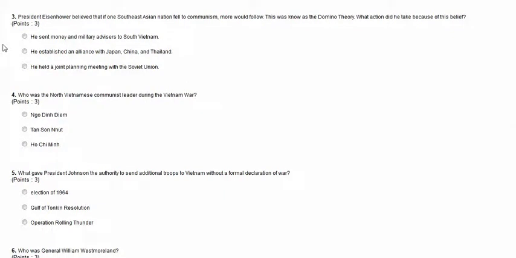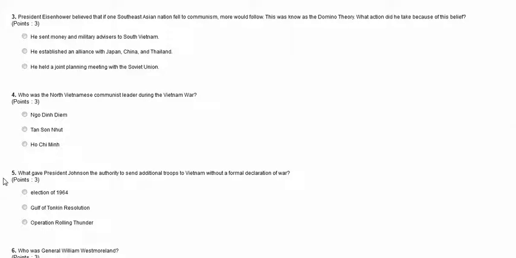This was known as the domino theory. What action did he take because of this belief? He sent money and military advisors to South Vietnam. He established an alliance with Japan, China, and Thailand. Or he held a joint planning meeting with the Soviet Union. Question 4. Who was the North Vietnamese communist leader during the Vietnam War? Was it Ngo Dinh Diem, Tan Son Nhut, or Ho Chi Minh?